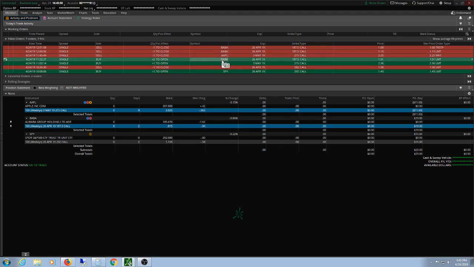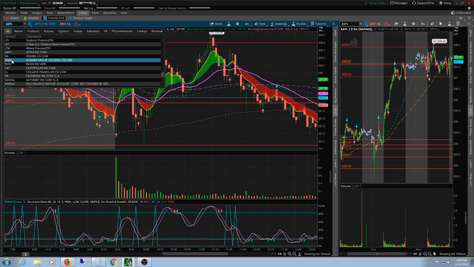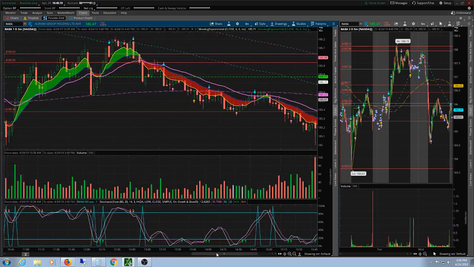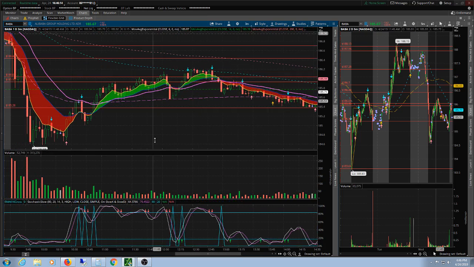Played BABA, traded BABA at 11:22. I bought calls. This one took a while. I don't want to say I had to work for it, but I just sweated it out for a while. I got in at 11:22. I thought I had a pretty good entry. I got in just after this candle opened.